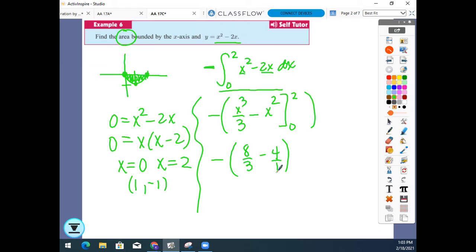So 4 over 1. If I need to subtract, I need to get a common denominator. So I'm going to multiply by 3. 12/3 is the same as 4 over 1. 8 minus 12, this is -4/3. So what this is saying, the integral value is -4/3, but because we're looking for area, that's why we need this. This is saying it's going to be the opposite of whatever this is, which is positive 4/3. So the area is 4/3. Because it's below the x-axis, that's why the integral value is negative.